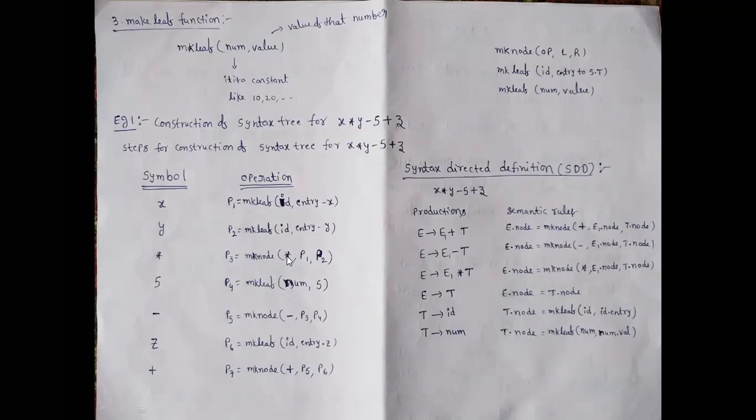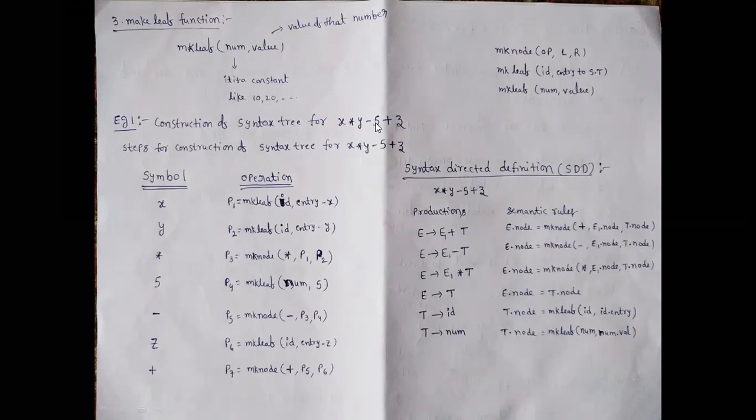Star means operator, comma, what is the left child address? The left child is x, and its address is p1. Comma, and the right child is y, which we saved in p2. So p1 comma p2. So make node of star, comma, left child address is p1 and right child address is p2. This function result we specify as P3.